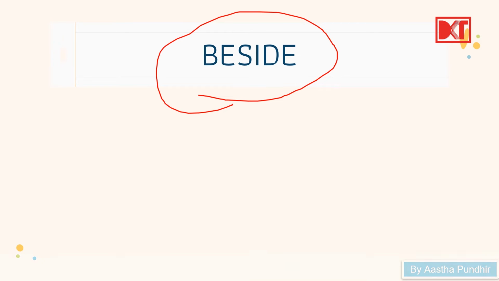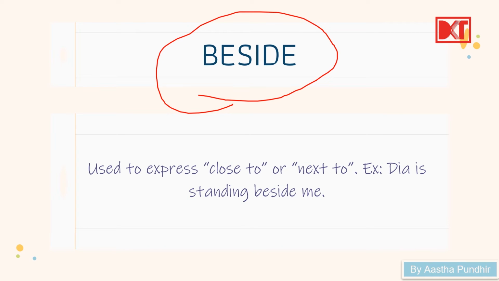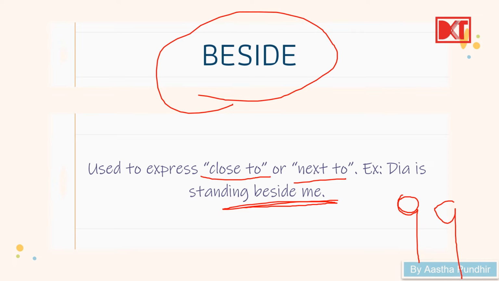Then beside. When is beside used? Used to express close to or next to. For example, Diya is standing beside me. मैं खड़ी हूँ, मेरे साथ में Diya खड़ी. This is Diya. So she is standing beside me. Close to me, next to me. तो उसके लिए हम beside use करते हैं.